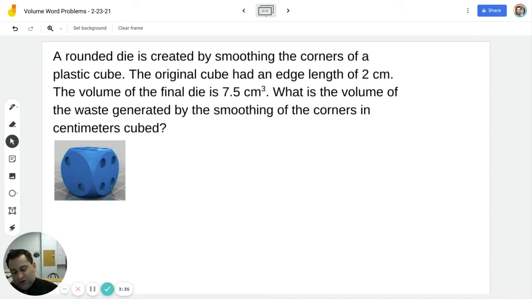So essentially what we have here is we have our original cube that has a length of 2 centimeters, and then we have a new cube once the smoothing takes place. I guess that's the process of taking off those corners. So we have a subtraction problem. We have the original minus the new, and that's going to give me the volume lost.